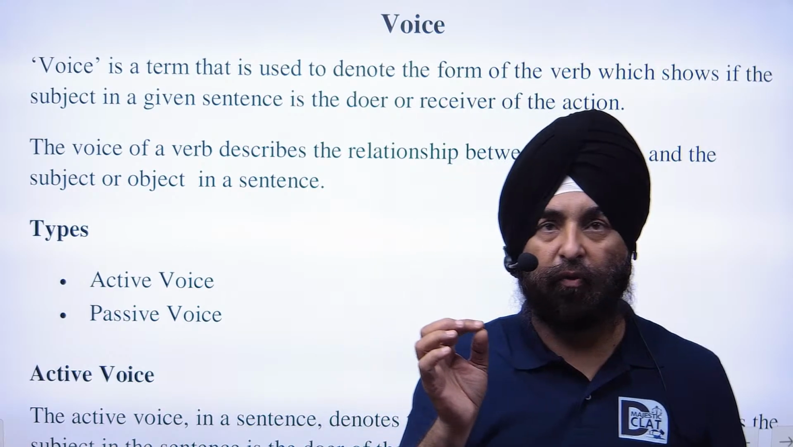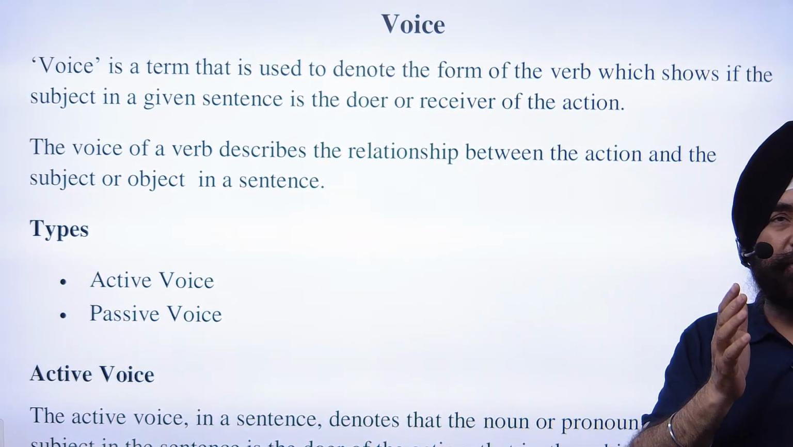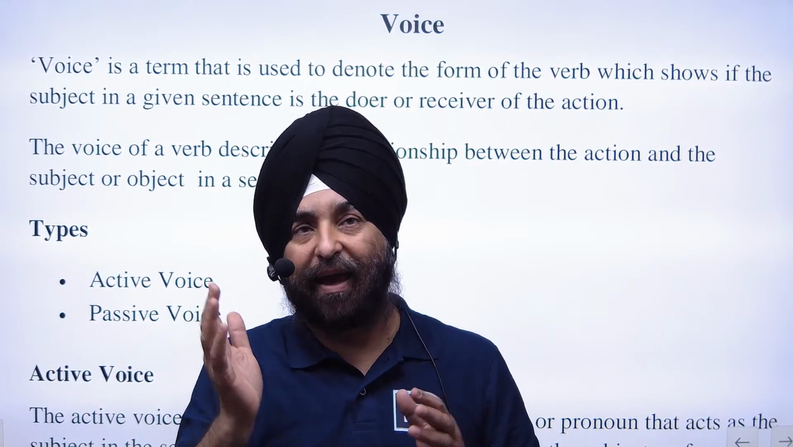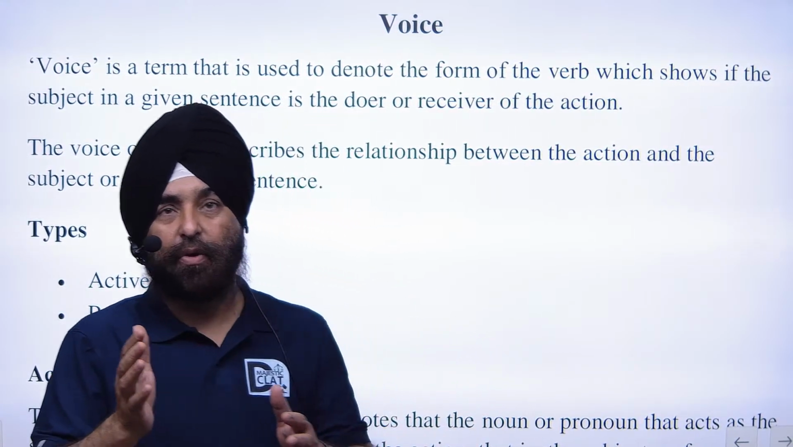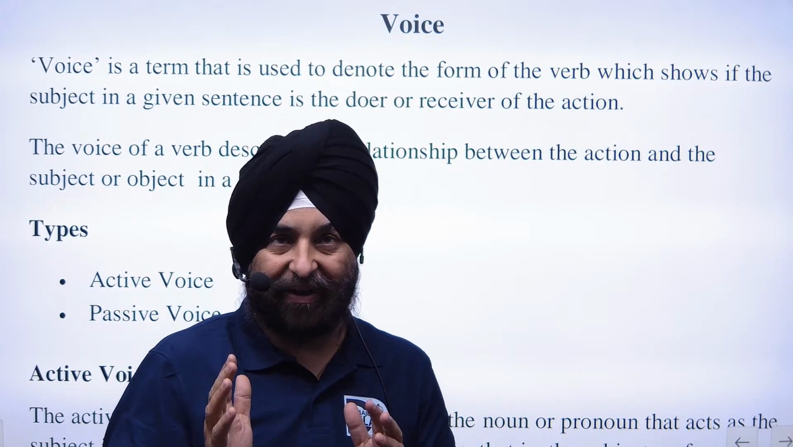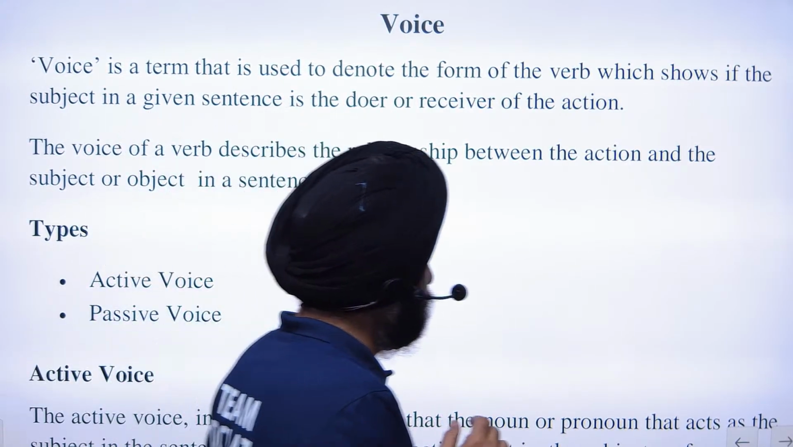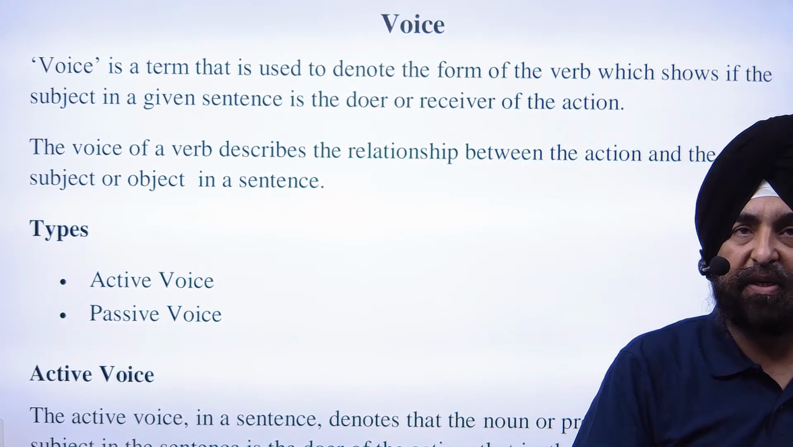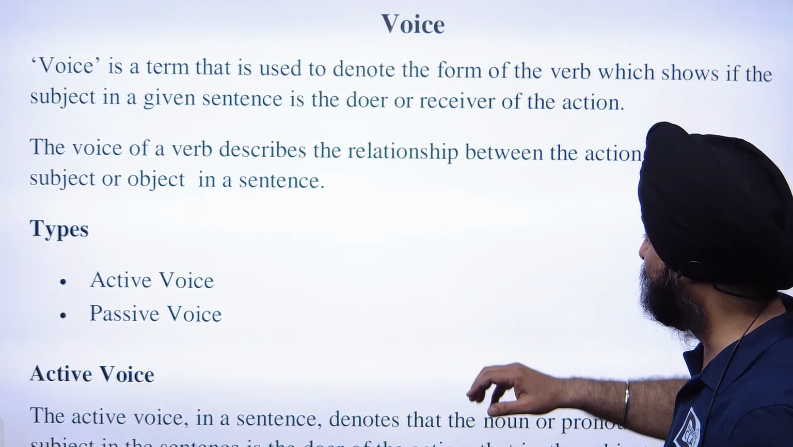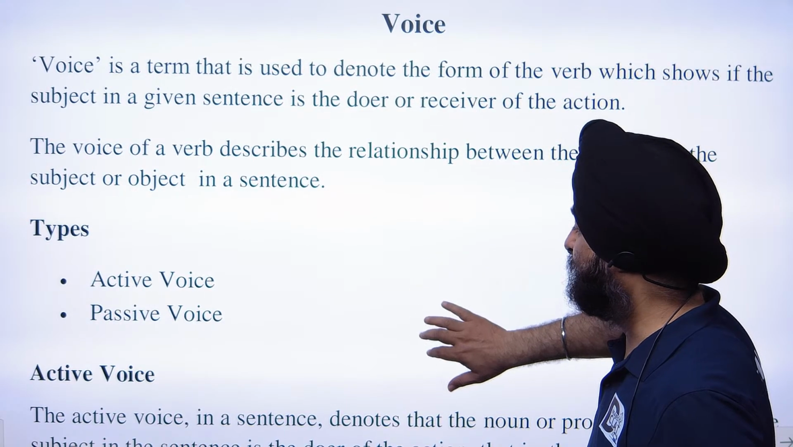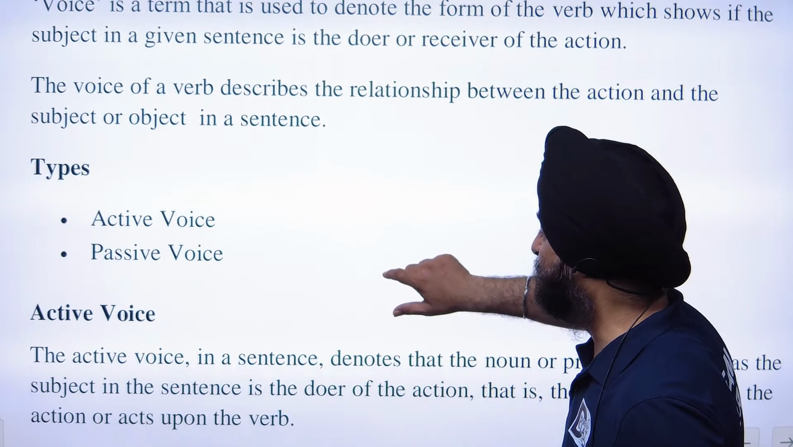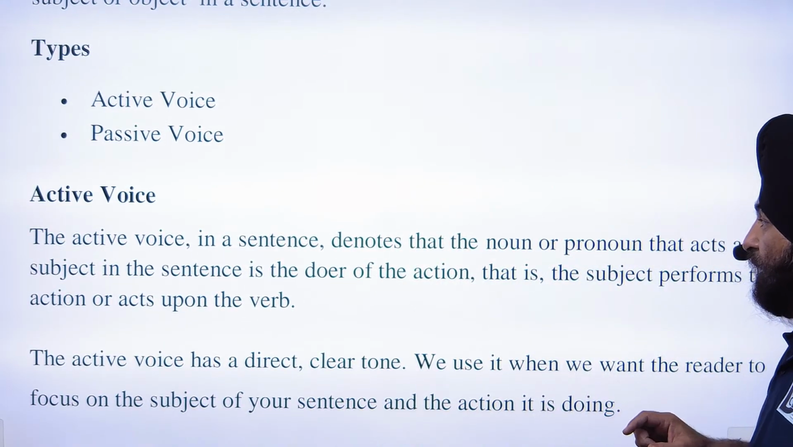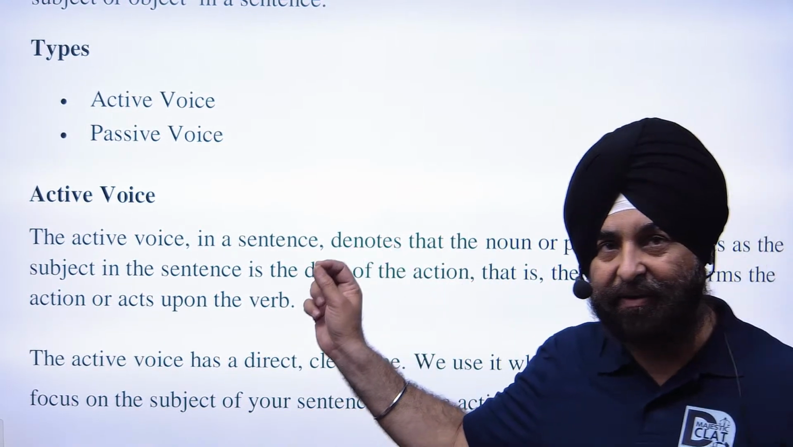And this voice of a verb describes the relationship between the action and the subject or the object in a sentence. Now, we can categorize voice into two. One is the active voice, and the other is the passive voice. Now, what is active voice? As the name suggests, active.